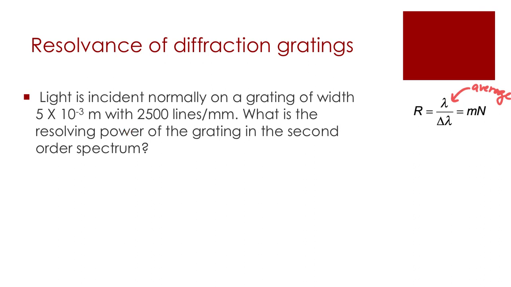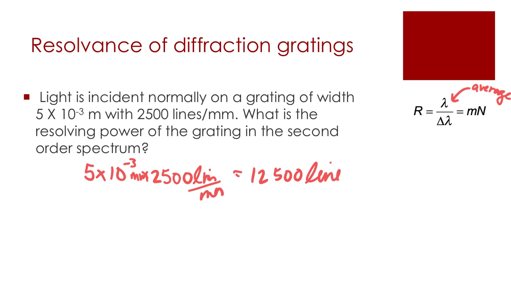So first of all, let's think of the number of lines that are actually being used. I have a width of 5 millimeters, and I have a possibility of 2,500 lines per millimeter. So I'm actually going to be using 12,500 lines of my diffraction grating. Since I'm interested in the second order lines, my total resolving power is going to be 25,000. Depending on which wavelengths I was using and the differences between them, I could end up with values anywhere in here. As long as the resolving power is at least this much, I will be able to see 2 distinct lines.